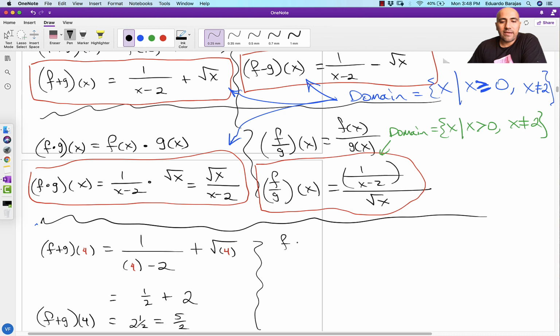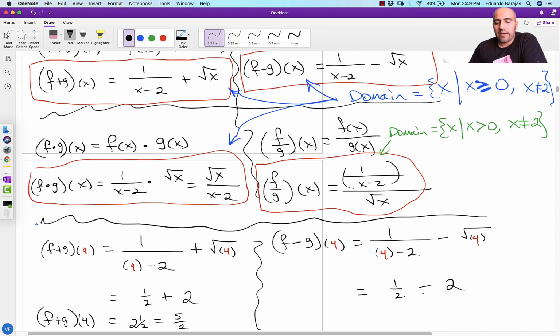And then f minus g. f minus g is defined as 1 over blank minus 2 minus the square root of blank. And so if we're evaluating this at 4, it's a function evaluated at x, just following this little set of instructions here. So we put a 4 there. Then this is equal to 1/2 minus 2, which is equal to negative 1.5, which is equal to negative 3 over 2.